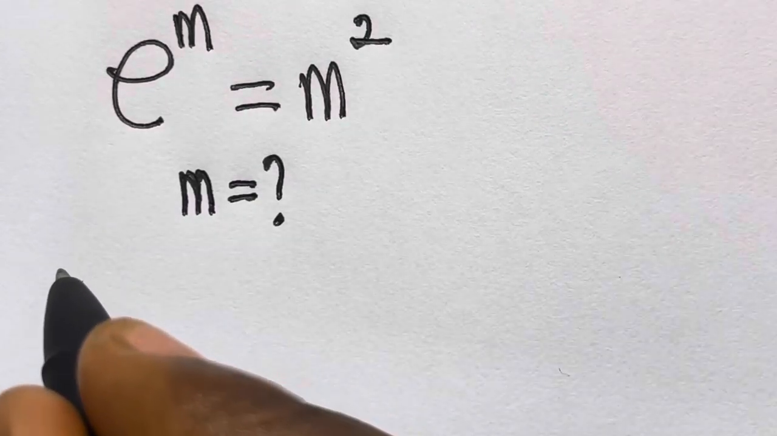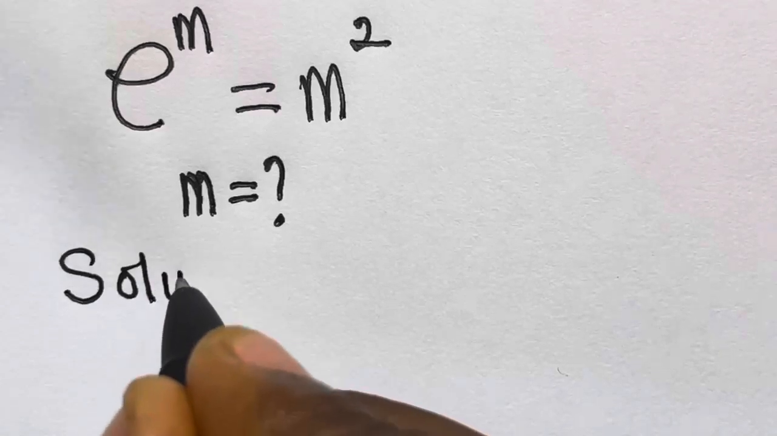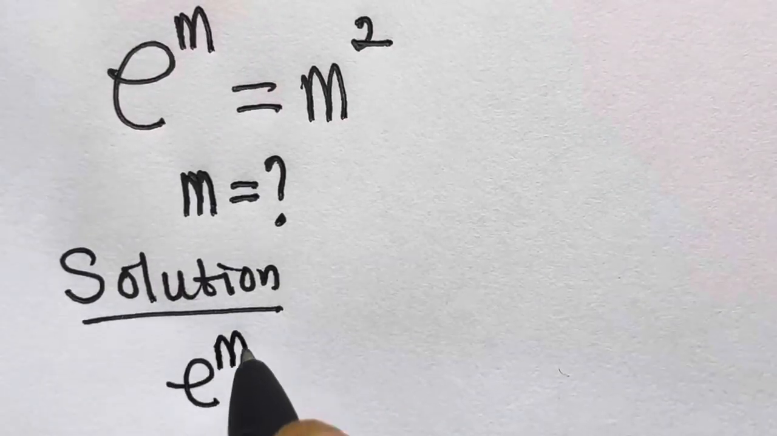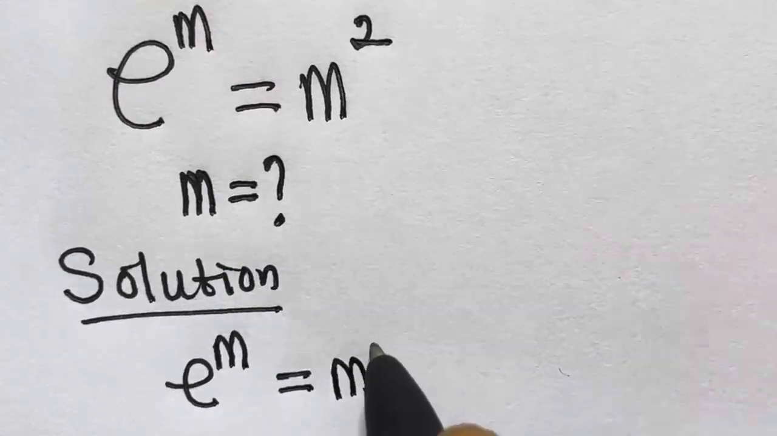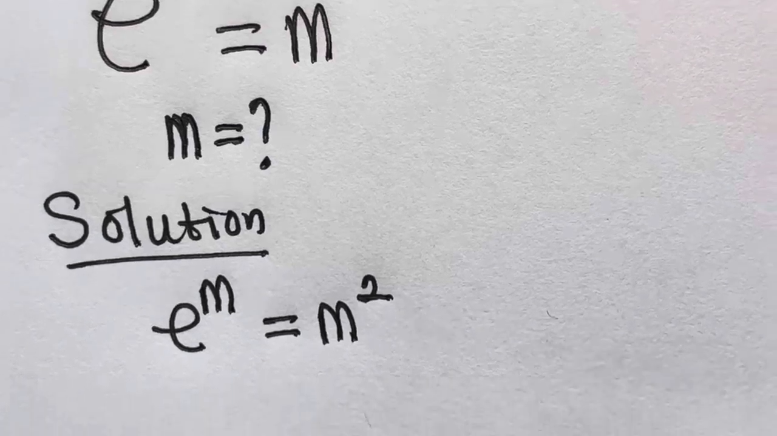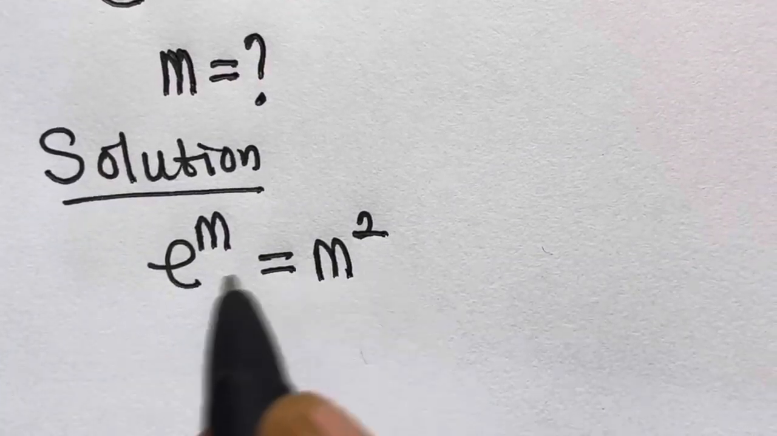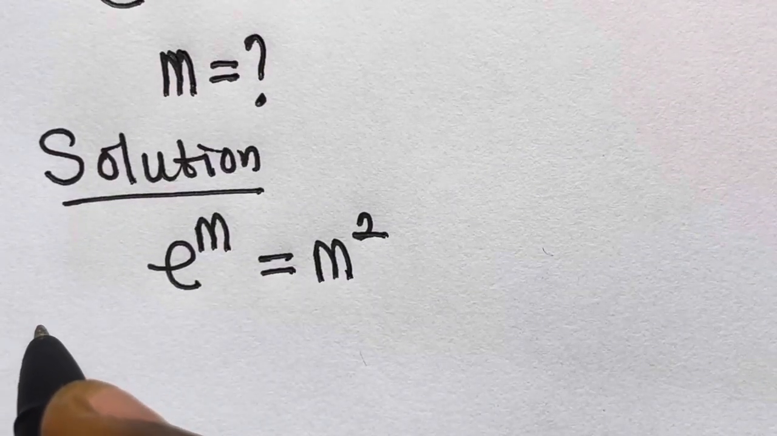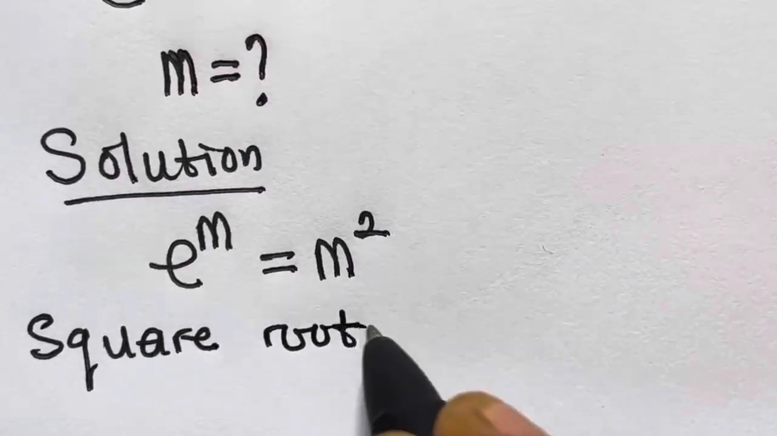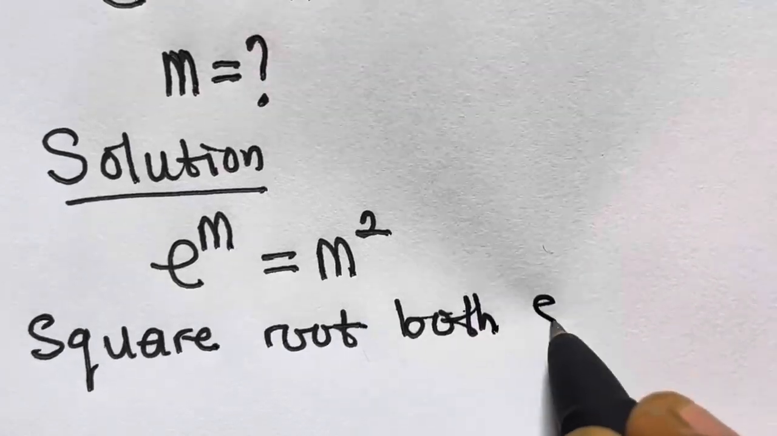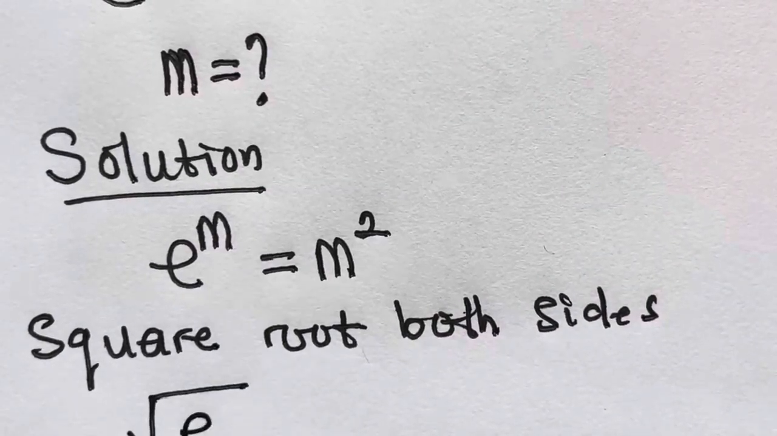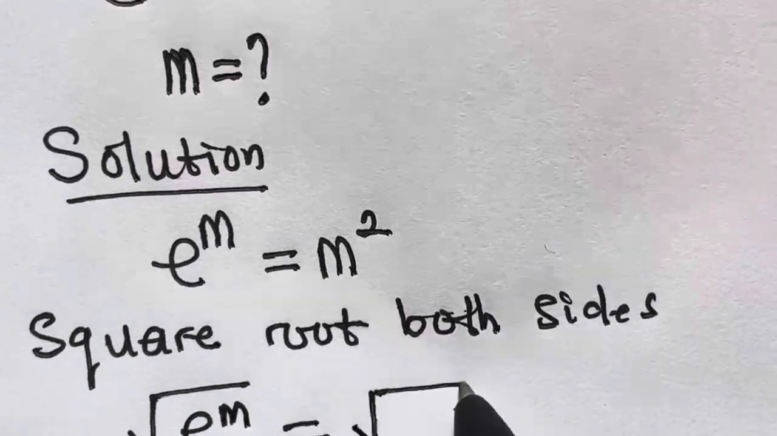So let's say solution. We have exponential m equals m square. So from here, let's square root both sides. And if we do that, we are going to have square root of exponential m equals square root of m square.